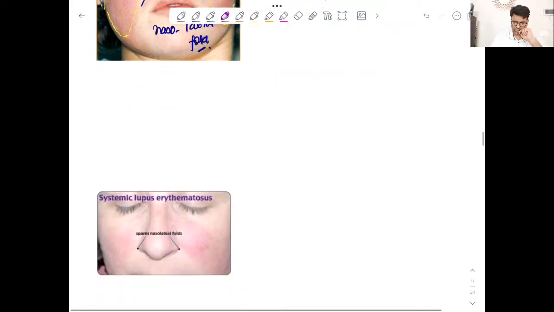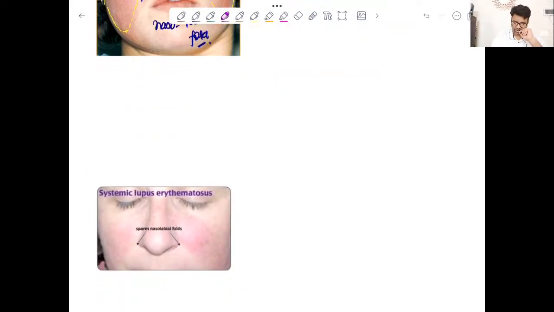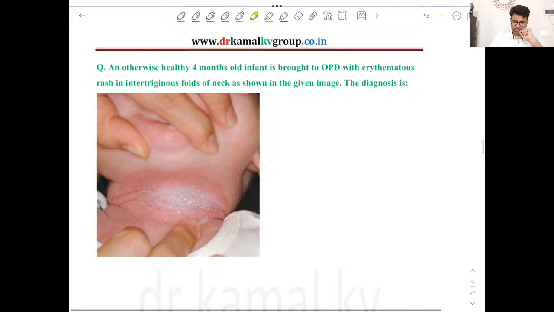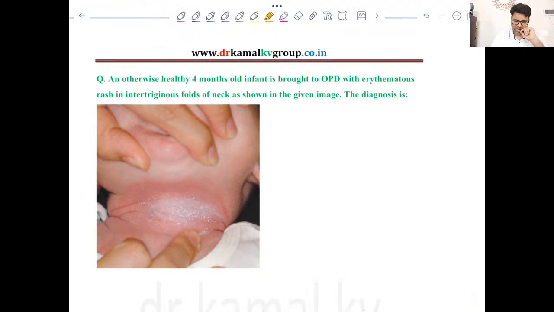Chalo. So this is the classical case. You can see there is no involvement of the nasolabial folds, and you see the classical butterfly rash. Okay, something like this. Clear? So this is SLE. Yes, good. Now let us take another question. Here a 4-month-old infant has been brought, and we can see an erythematous rash in the intertriginous folds of the neck.